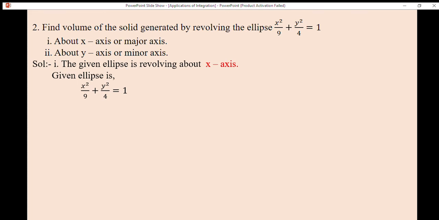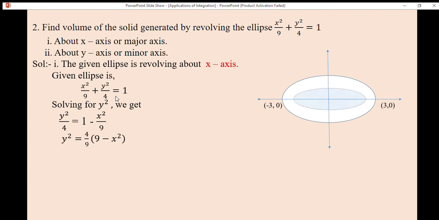So this is your equation of ellipse given: x square upon 9 plus y square upon 4 equal to 1. How will that ellipse revolve along x-axis? Let us see that in the figure. See, this is your ellipse, and this way it will revolve along x-axis. Now let's see that volume.